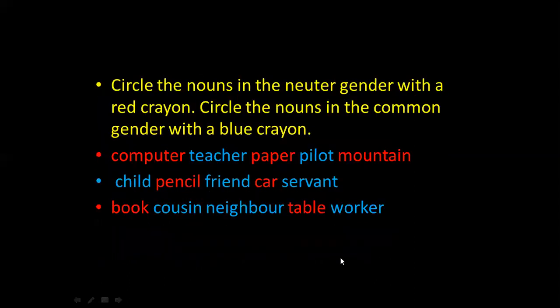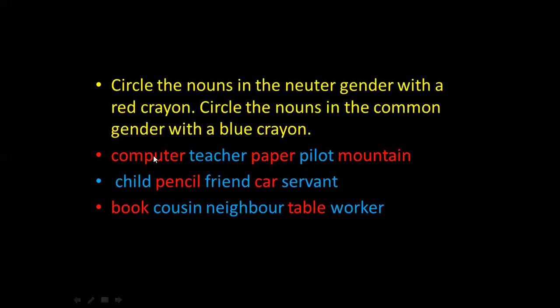Exercise number J. It is exercise number J from your book, page 20. Circle the nouns in the neuter gender with a red crayon. Circle the nouns in the common gender with a blue crayon. So here I have circled with red ink all the nouns which are neuter, and with blue all that are in common gender.